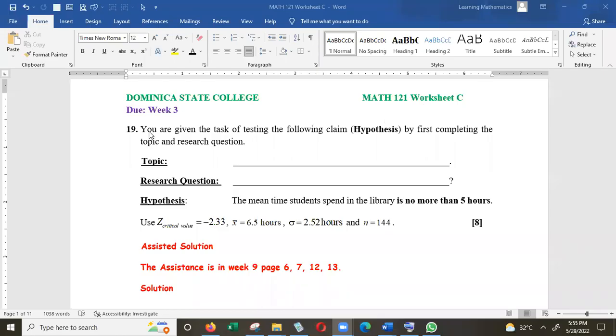These questions begin by saying you are given the task of testing the following claim or hypothesis by first completing the topic and research question. So we have to complete the topic and the research question. So the hypothesis is talking about the mean time students spend in the library is no more than 5 hours. An appropriate topic for this hypothesis would be students in the library.